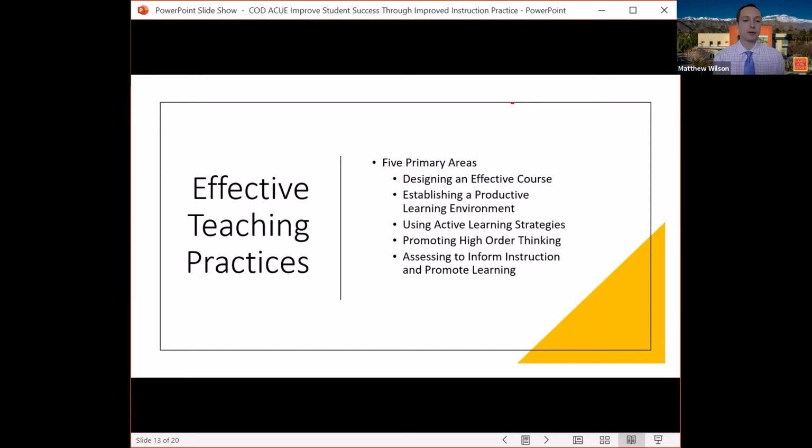The Effective Teaching Practices course is made up of 5 primary areas. There's a section on designing an effective course, establishing a productive learning environment, using active learning strategies, promoting higher order thinking, and assessing to inform instruction and promote learning. In each one of these areas, there are smaller modules. Each one of these areas has between 5 to, I think, 6 individual modules.